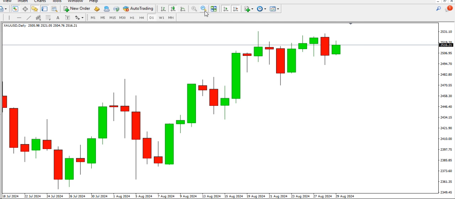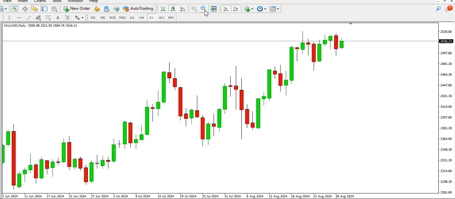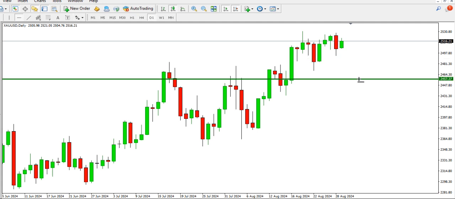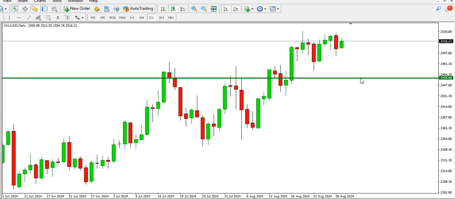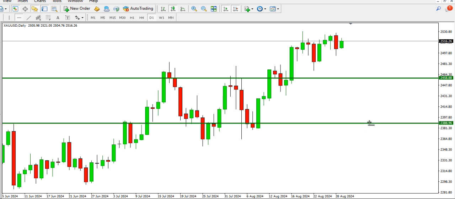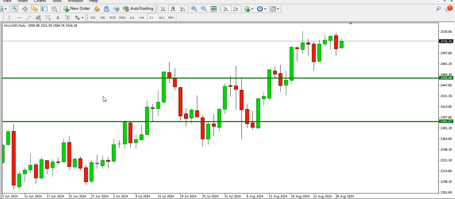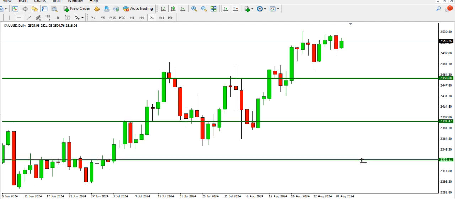But if price is going to drop, where are the demand levels where price might likely test before going up? We have a level around here, that's the 2458 level. We have another level around here, that's the 2391 level. We have another demand level around here, that's the 2332 level. Those are the levels that we expect price to get to, and then find some buyers and continue to go up.